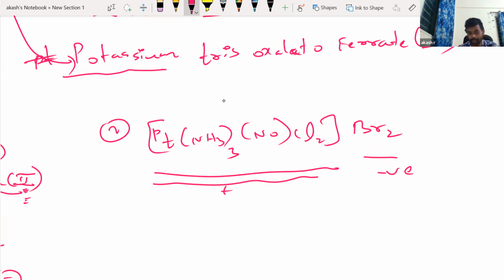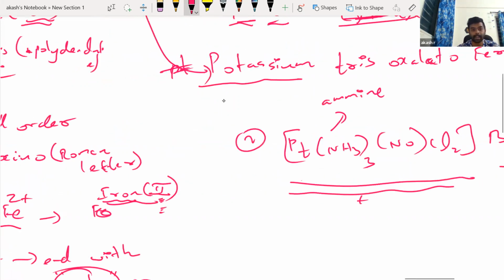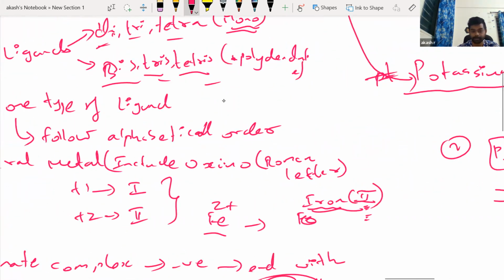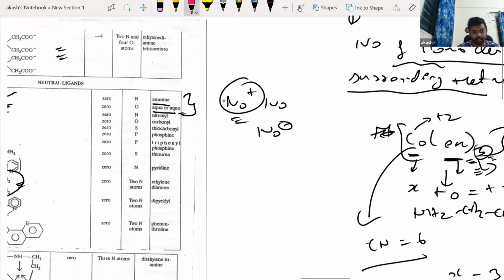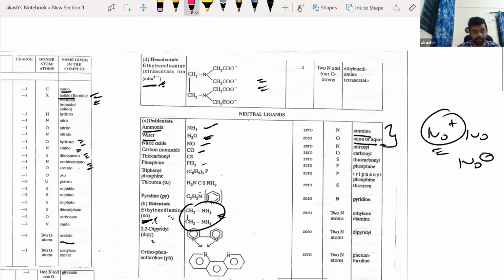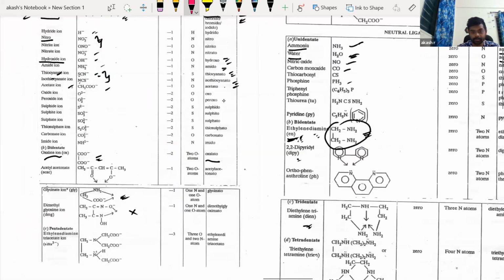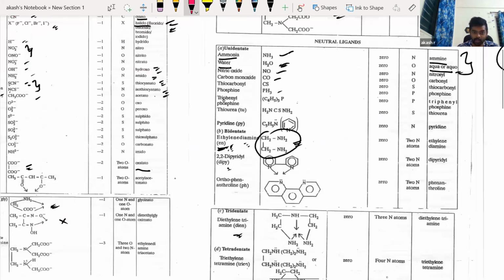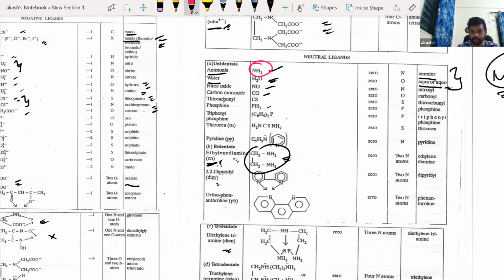Now again, irrespective of whether it is going to be positive or negative, we have to name the ligands first. Now, what are the ligands here? Here, the ligand name is ammine. We have to know the names, we have to be very careful. This table is very, very important. Where is ammine? Hey, NH3, where are you? Yeah, look at this. You see, the name is ammine.